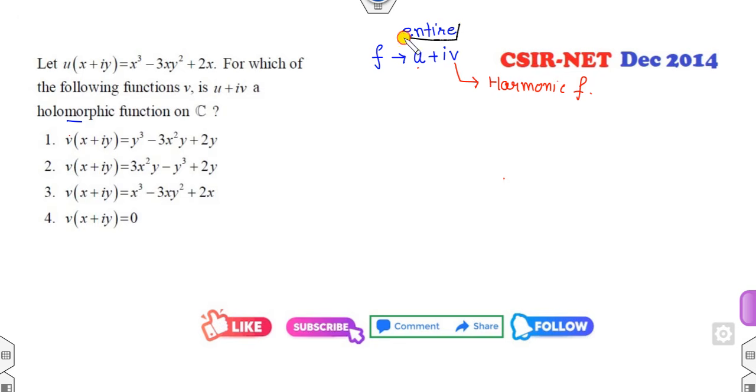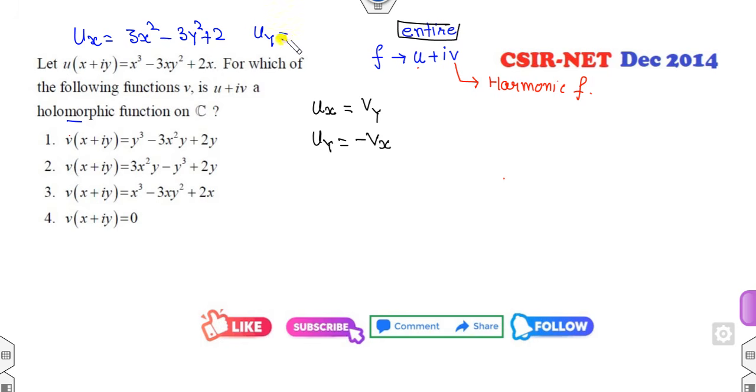Another is if it is the entire function, it satisfied my this property, u of y will be my minus of vx. So what is my ux? It is my 3x square minus 3y square plus 2, and u of y will be my minus 6xy. So firstly look at that. U of x is my this number. What is the v of y? For this case 0, they are not satisfied. What is the v of y? If you differentiate this with respect to y, it is minus 6xy, but we need this number. This option is also cancelled.